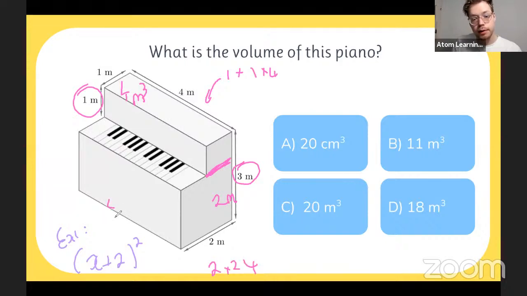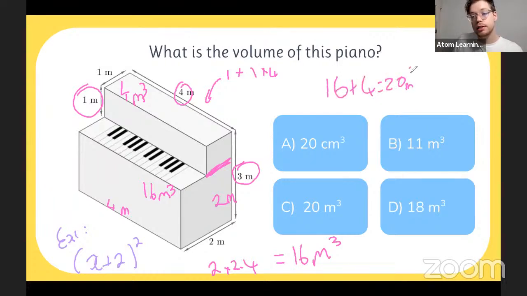This side is going to be 4 meters, and I've got that just because it's going to be the same as this one. 2 times 2 times 4, 2 times 4 is 4, 4 times 4 is 16. So 16 meters cubed is the volume of this bottom cuboid. And then my final step, I just need to add them together, which gives me 20 meters cubed.